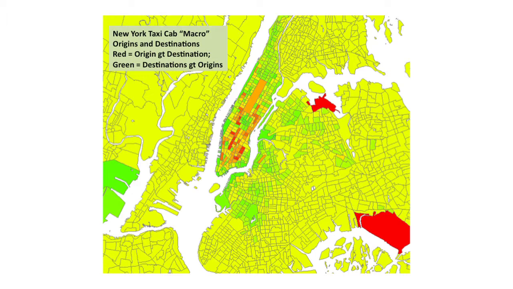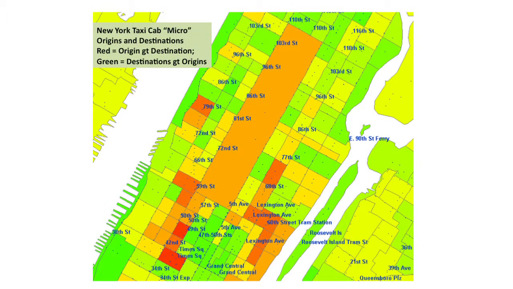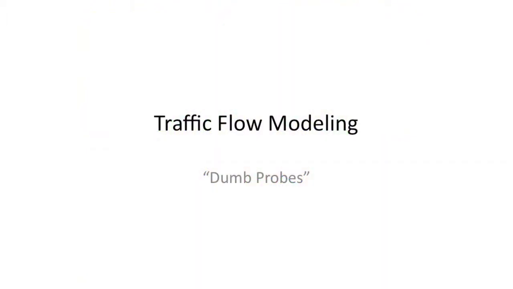And then you notice, of course, the two red blocks in the outer boroughs there. Those are the two airports. That's LaGuardia on the top and JFK on the bottom. You can get into very, very low details and see whether or not there are patterns of behavior, how people are moving around, and where the hot origin points are. Obviously, if you're a taxi driver, you want to go to the origin points because that's where you're going to get a fare.